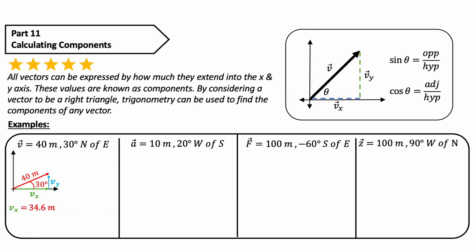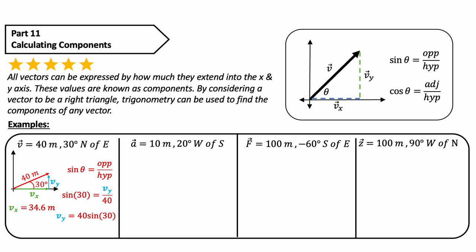component. We used cosine to solve for the x, so we're going to use sine to solve for the y. Again, we start with the original identity, sine of theta is opposite over hypotenuse. We then plug in our angle, which is 30. The opposite side is the y component, and the hypotenuse is 40. Well, now we're going to do 40 times the sine of 30.